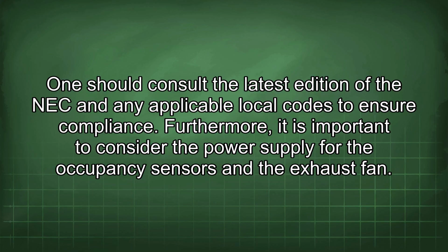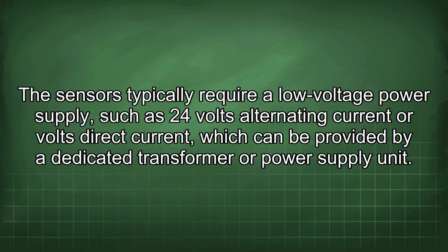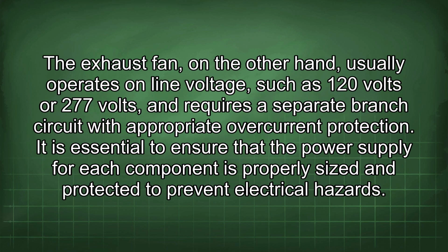Furthermore, it is important to consider the power supply for the occupancy sensors and the exhaust fan. The sensors typically require a low-voltage power supply, such as 24-volt alternating current or direct current, which can be provided by a dedicated transformer or power supply unit. The exhaust fan, on the other hand, usually operates on line voltage, such as 120 volts or 277 volts, and requires a separate branch circuit with appropriate overcurrent protection.